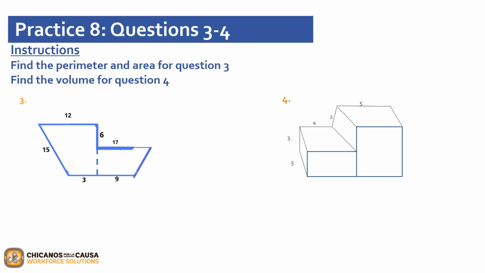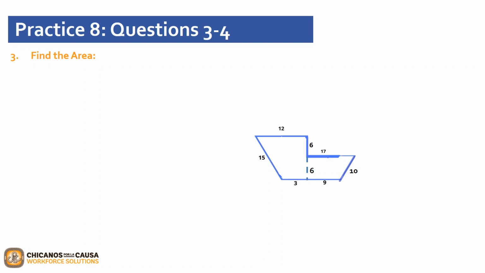So let's go ahead and get started. We're going to work on question 3. For question 3, it wants us to find the area and perimeter of the given shape. So we have a shape here. It looks like a boat, but we don't know if it's a boat. It's just a combined figure. Remember, it's two or more geometrical shapes combined together in order to make one shape.